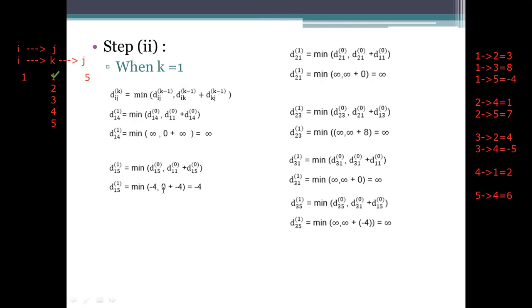1 to 1 means 0 as it is. 1 to 5, as we saw, has a direct edge, so it is substituting the value there. 0 plus -4 is -4. -4 comma -4, both are the same. We took this same value as the minimum value. So there is no updation when k is equal to 1 also.